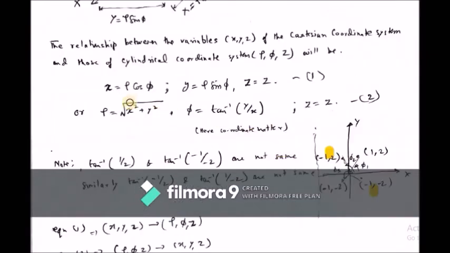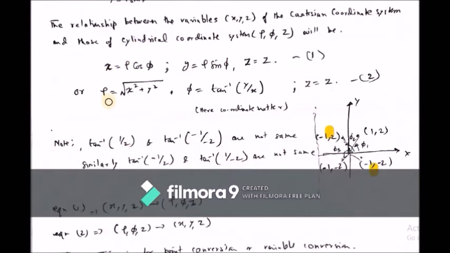Now, if I use equation 1, that means I am provided with rho, phi and z, and I have to calculate the values of x, y, z from them. That means I am converting the circular cylindrical coordinate system to the rectangular coordinate system. In equation 2, I must be provided with x, y, z, and I will calculate rho, phi, z. That means I am converting a point P in the rectangular coordinate system to the circular cylindrical coordinate system.